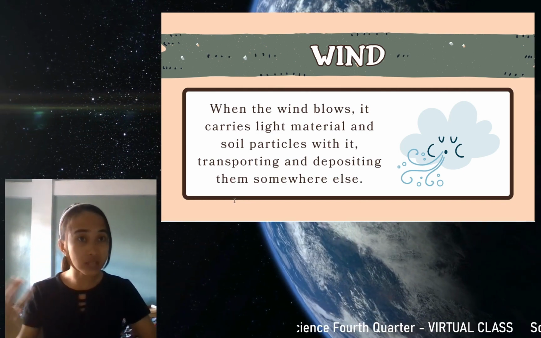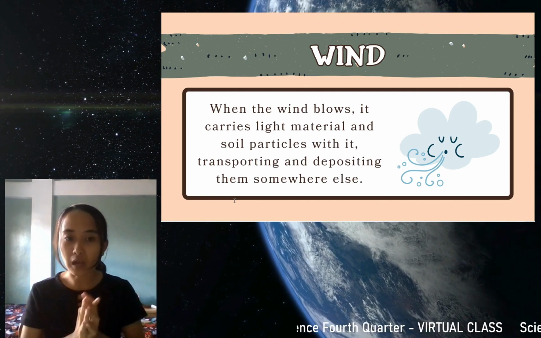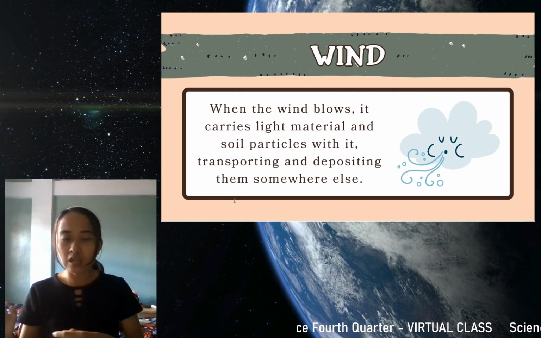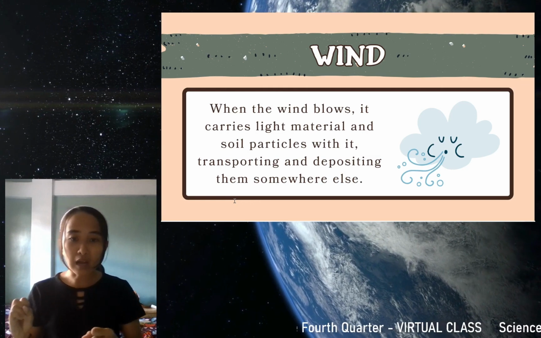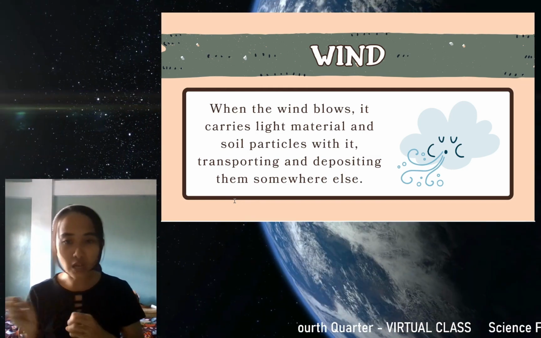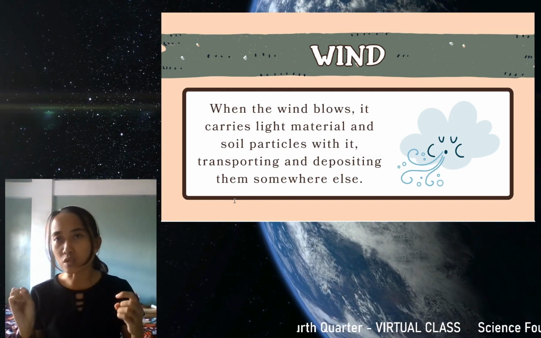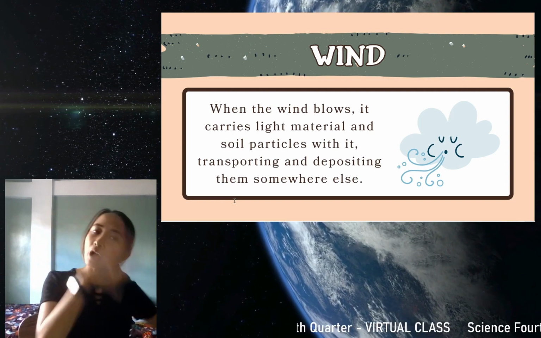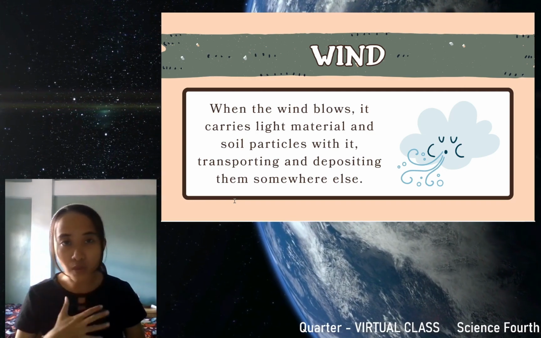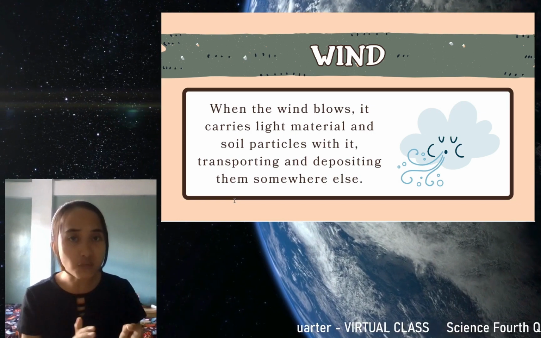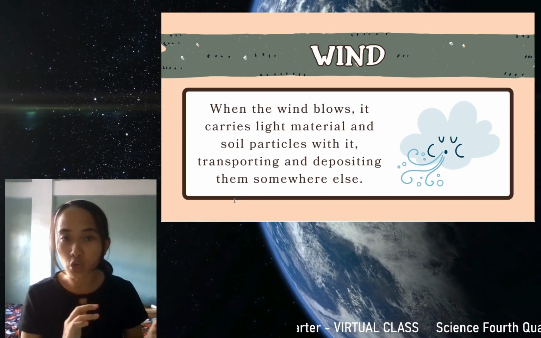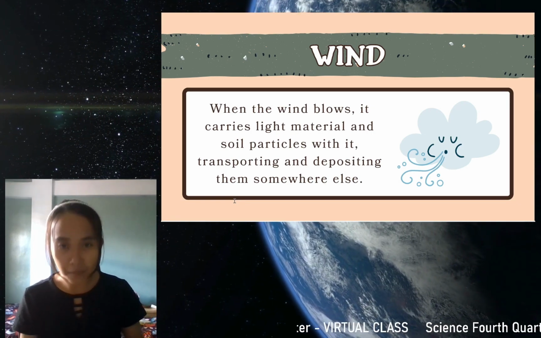For example, sa desert, di ba po? Hindi mga compact ang soil dun. Kaya kapag malakas ang wind, nakakasabay ang mga soil, even rocks, nakakasabay siya. At yung rocks, yung small particles, napupunta to other location. And as what we have said, if there's a transfer of location, change of location, erosion is happening.